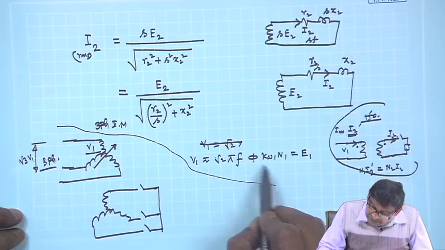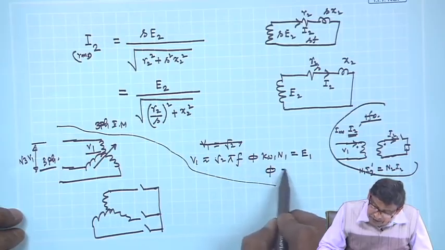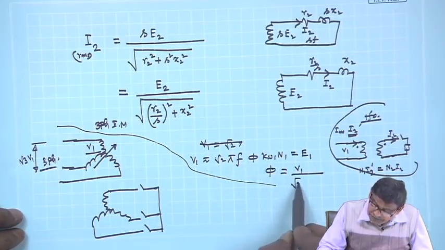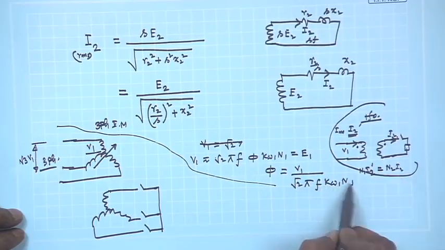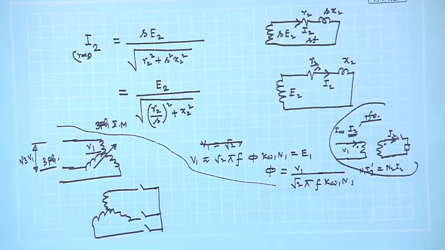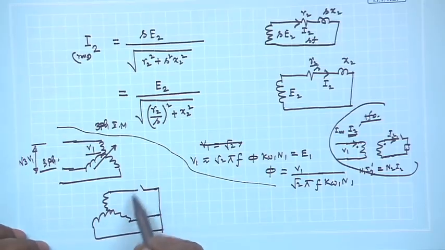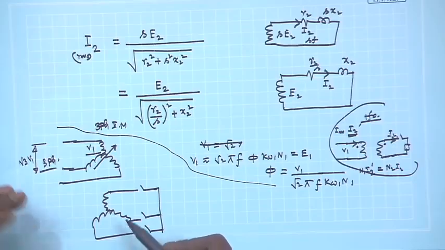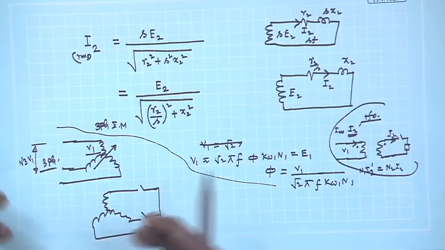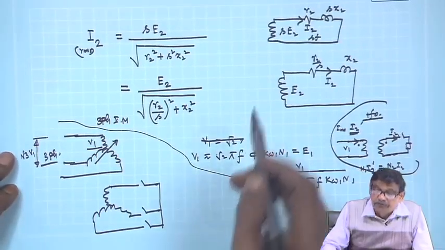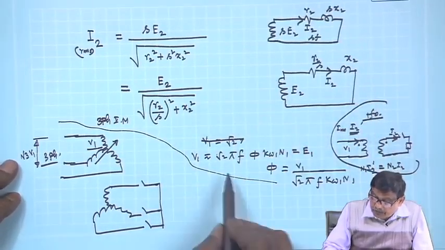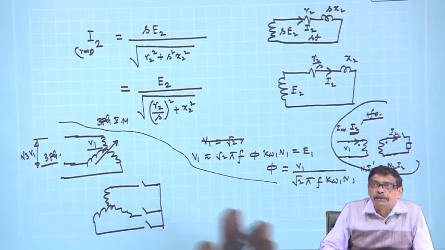Now, this phi will be equal to V1 by √2 pi f kW1 into N1. Okay, I will get this flux. Now, whether this secondary switch is closed or open, it does not matter. The flux per pole, this of course is not phi max as in the case of a transformer, flux per pole has to remain constant.